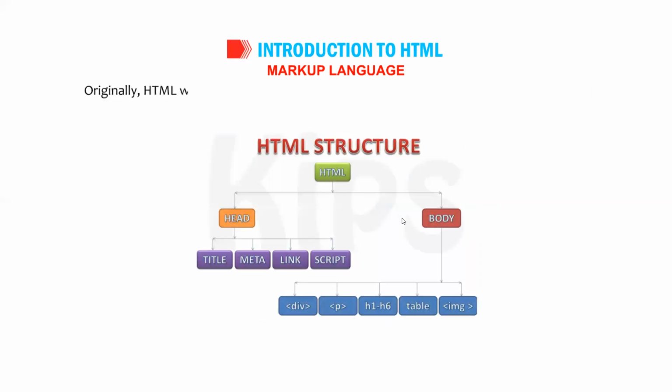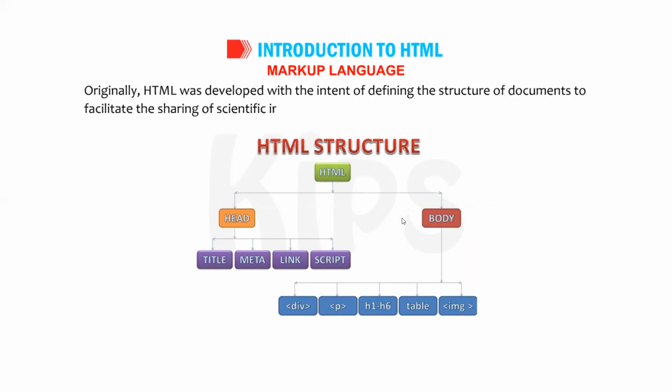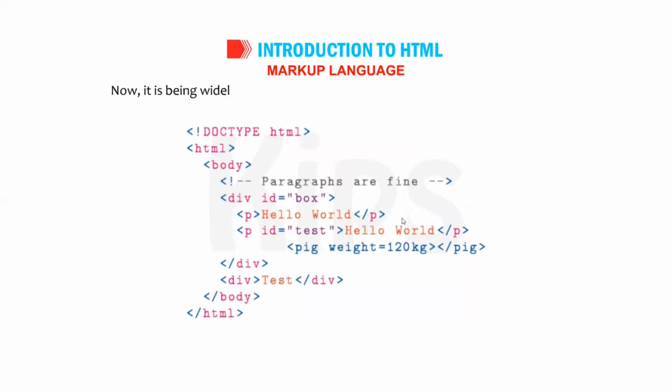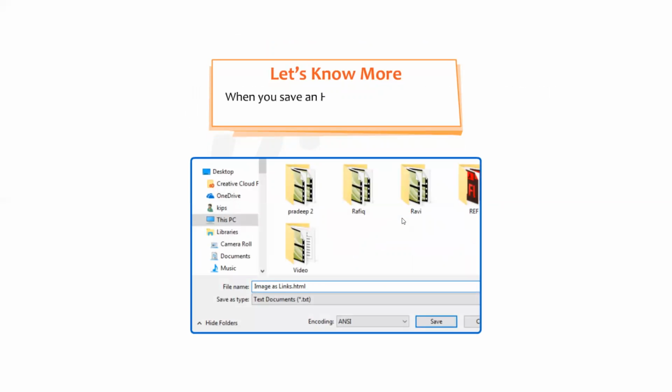Originally, HTML was developed with the intent of defining the structure of documents to facilitate the sharing of scientific information between researchers. Now it is being widely used to format web pages with the help of different tags. Students, let's know more. When you save an HTML file, you can either use .htm or .html extension.